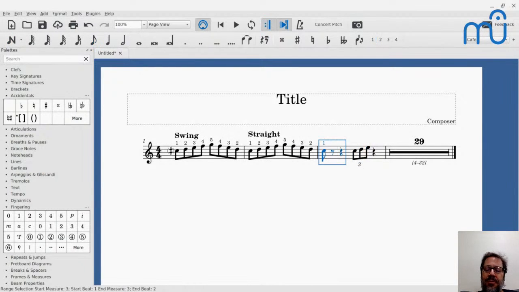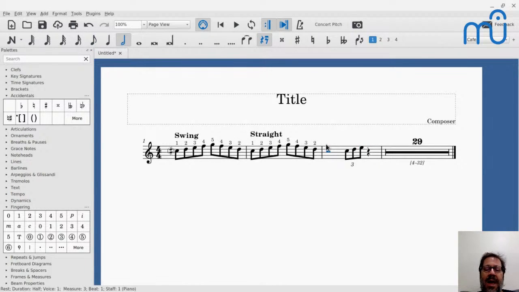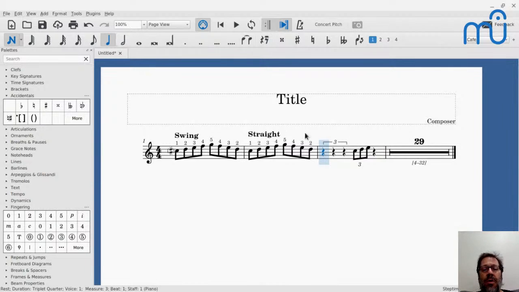Some people may have struggled to figure out how to do quarter note triplets. In MuseScore, you always start with the duration of the entire triplet. So a quarter note triplet adds up to 2 beats. So I'm going to select the half note, then press Control 3, and I will get 3 quarter notes, because 3 quarter notes adds up to 1 beat.